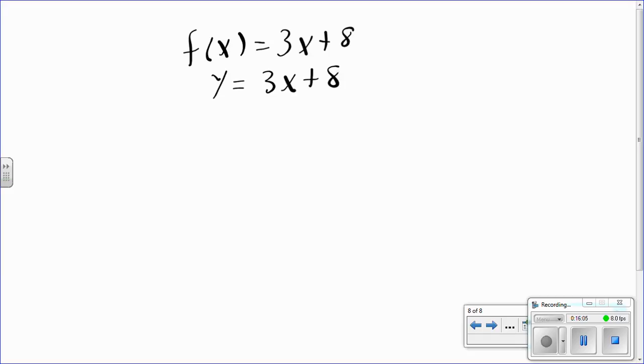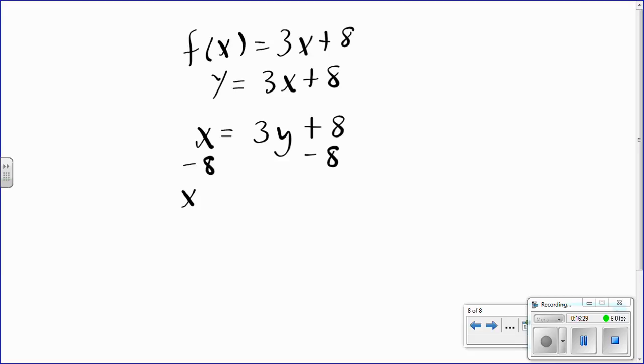Okay, what's next? Switch them. So now it's going to say x equals 3y plus 8. You're halfway there. And then what happens, boys and girls? Solve for y. Alright, so I'm going to subtract 8.